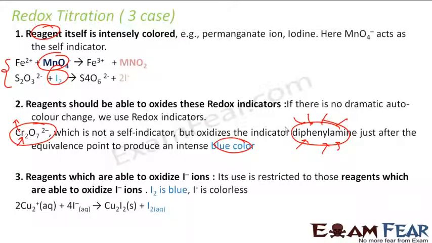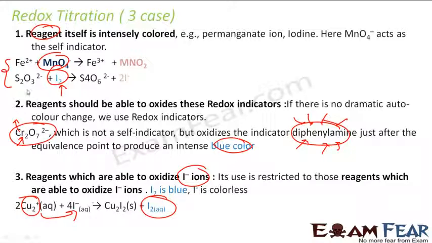The third is the reagents which we are taking are able to oxidize I- ion. Please note here, iodine is also used as a reagent and iodine is also used as an indicator, because sometimes we use, for example, a reagent which is, let's suppose, copper. Copper is a reagent here, which is used for reduction or oxidation. And if copper can oxidize I- ion, it will change the I- to I2, that is blue. So we can use it.